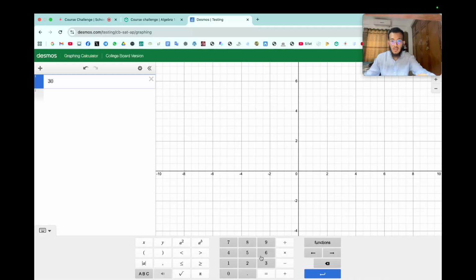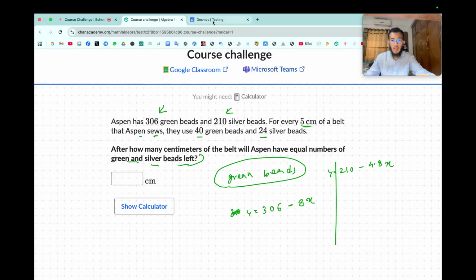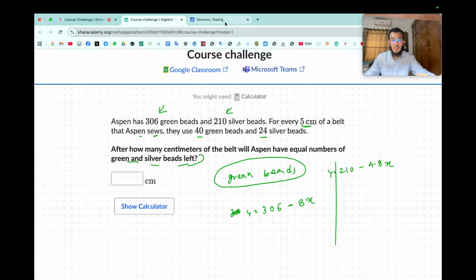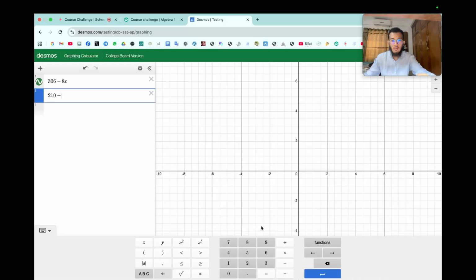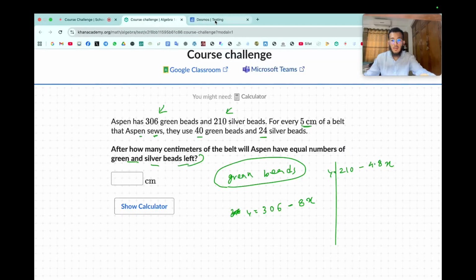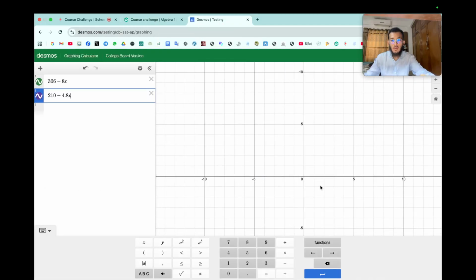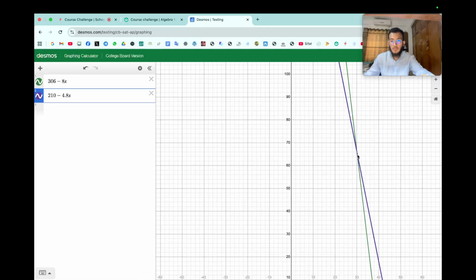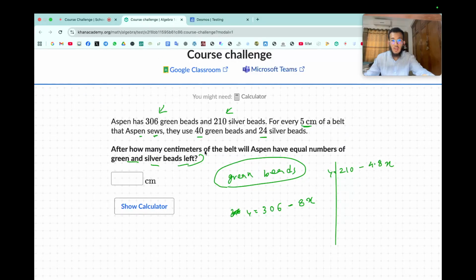So first we have 306 minus 8x. Another one is 210 minus 4.8x. Now we have to see where is the common point. What is the common point? It is (30, 66). So after how many centimeters? X is 30, so it is 30 centimeters.